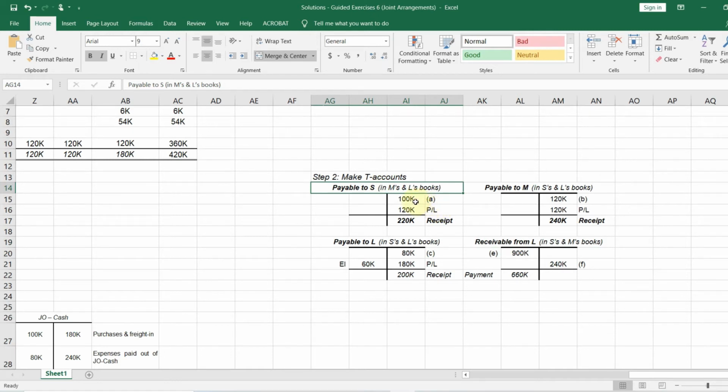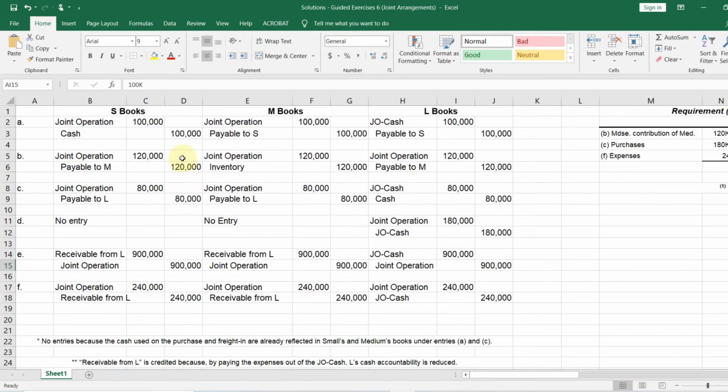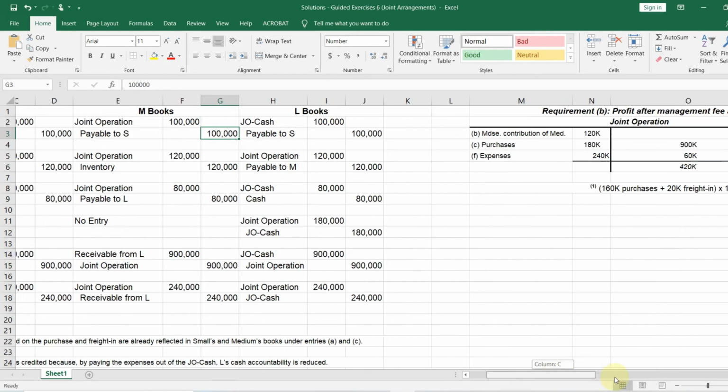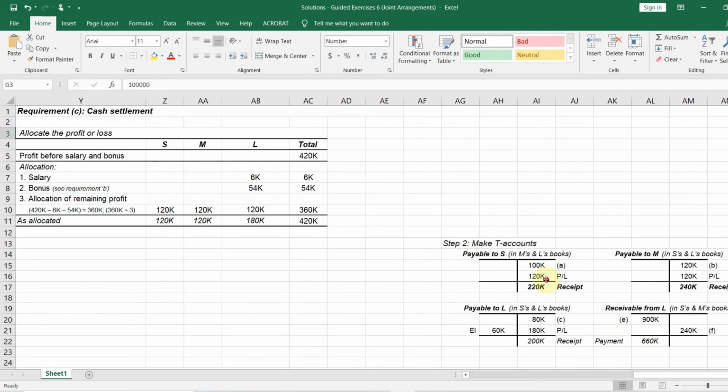From payable to S, may makikita kang transaction sa transaction A, you credit 100,000. This is from this one. Yan. Payable to S. That's 100,000. Isang beses mo lang siya record. Okay? 100,000. And then yung share niya, kunin mo lang dito, 110,000. Ang total na ibabalik ni L kay S ay 220,000.